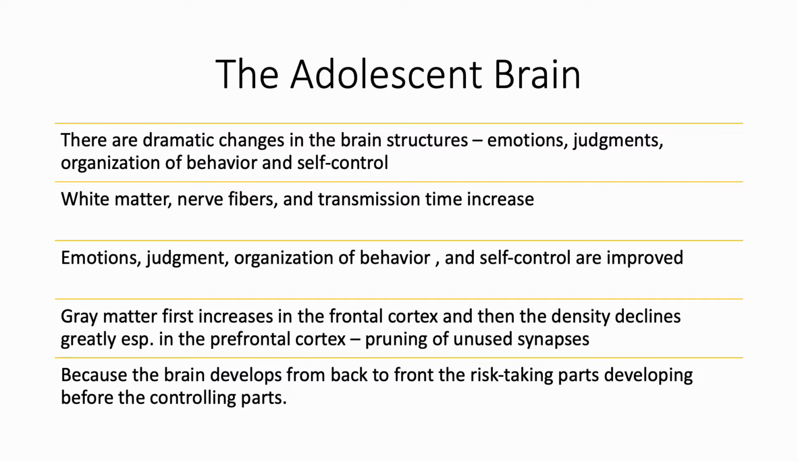So the gray matter first increases in the frontal cortex, and then the density declines greatly, and especially in the prefrontal cortex. And essentially what it's doing is it's kind of pruning the unused synapses. And so kind of like when you prune a rose bush, it then grows better. Well, it's the same thing with your brain. When you prune all those unused synapses, it functions a little bit better.